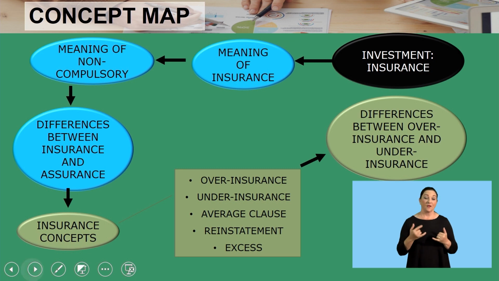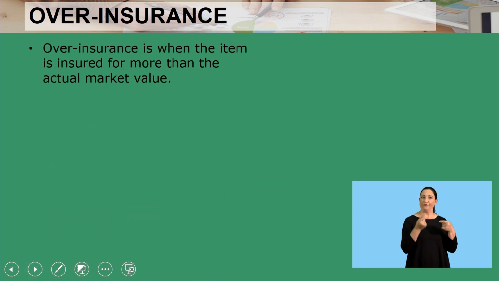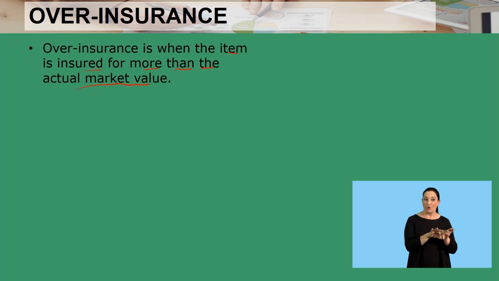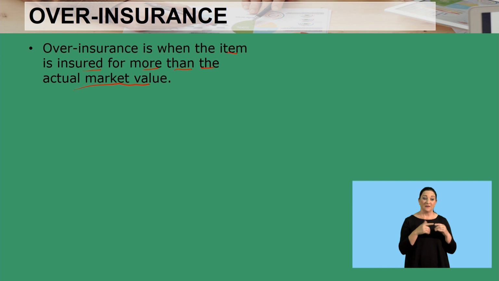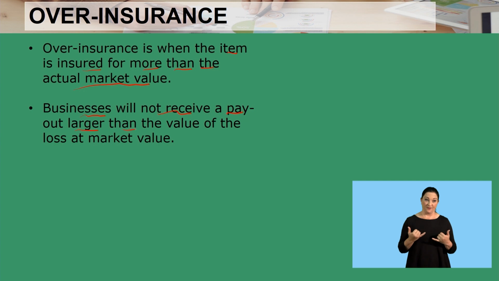Then now we look into insurance concepts. We'll start by looking into the first insurance concept, which is over-insurance. Over-insurance is when the item is insured for more than the actual market value of the asset. So this is to say insurance is taken on an asset, but the insurance is more than the actual value of the asset. I'll give you an example to show what I mean. Businesses will not receive a payout larger than the value of the loss at market value.